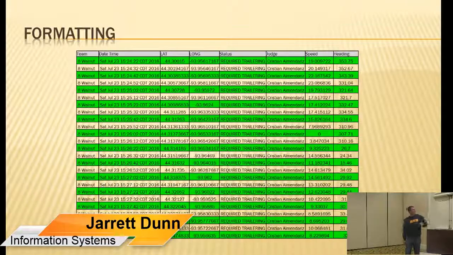A little bit more formatting, and now it's a lot clearer what's going on. First, we know what team. This was the scoring for Walnut. We know the time that the information was recorded. We know their location, that they were trailering at this snapshot. We know their judge, Christian Amadeus. We know their speed and their heading. This is all the information we needed to analyze to score the race. And this was all done in Excel, so just a little bit of formatting can make things much more approachable.